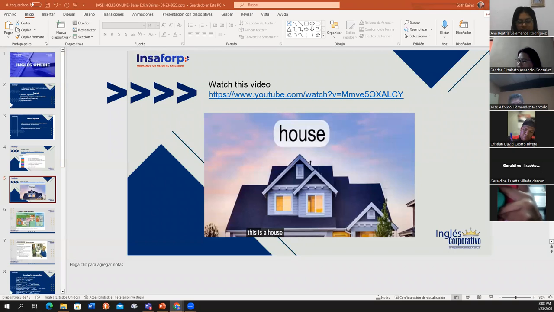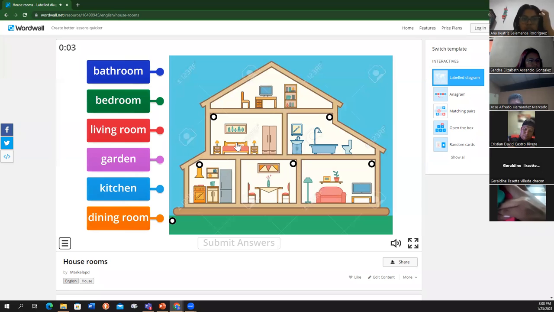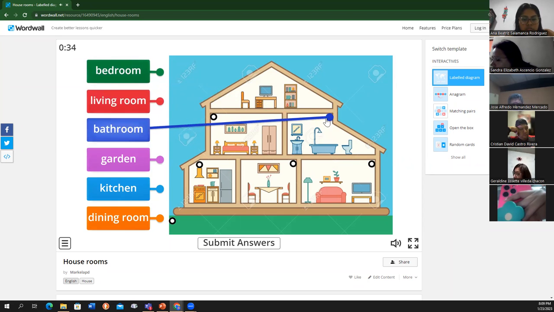Good. Did you finish? Did you complete it? Yes? Good. Okay. So we're going to review the house rooms, okay? So in our house, we have, maybe you have one or two bathrooms, two or three bedrooms, a living room, garden, kitchen, and dining room. Okay, so what will be the bathroom? Here? Toilet. Where is the toilet? Okay. Toilet. Sink. Where is the sink?